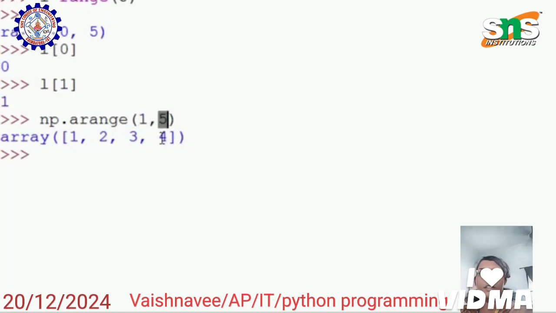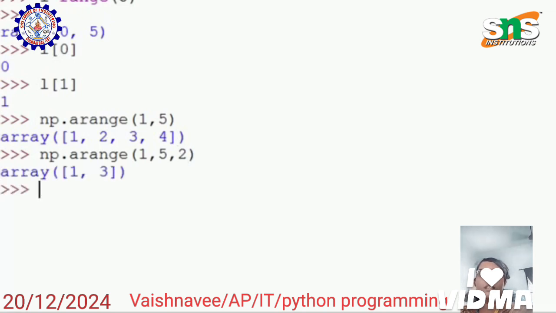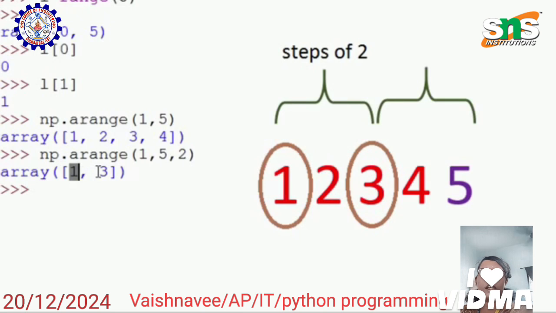Now sometimes we want to do the same thing, say initialize an array from 1 to 5, but with a step of 2. This means that you start at 1, then you take a step of 2. So 1 plus 2 is 3, and 3 plus 2 is 5. But then this is your end. So this is your start, this is your end, and this is the step. Once you reach 5, you stop. That's why it is 1 and 3 here.